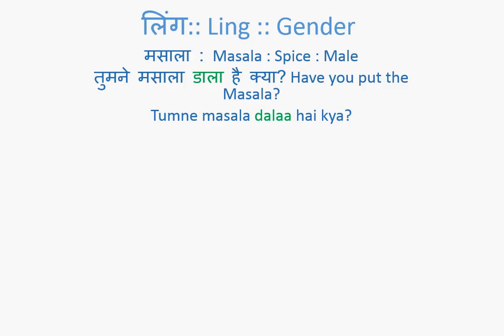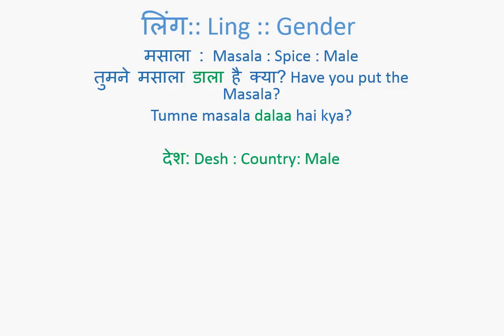तुमने, you. I'm talking to somebody of my age or some very close relative of mine. So I'm saying तुमने. If I'm talking to an elderly person, I'll say आपने मसाला डाला है क्या? Got it? But the dala doesn't change to dali or something else for one masala. Okay? Now let's restrict the conversation only for singular, not going to plural. We will tackle plurals later on. Okay? So, this was regarding masala. Okay?